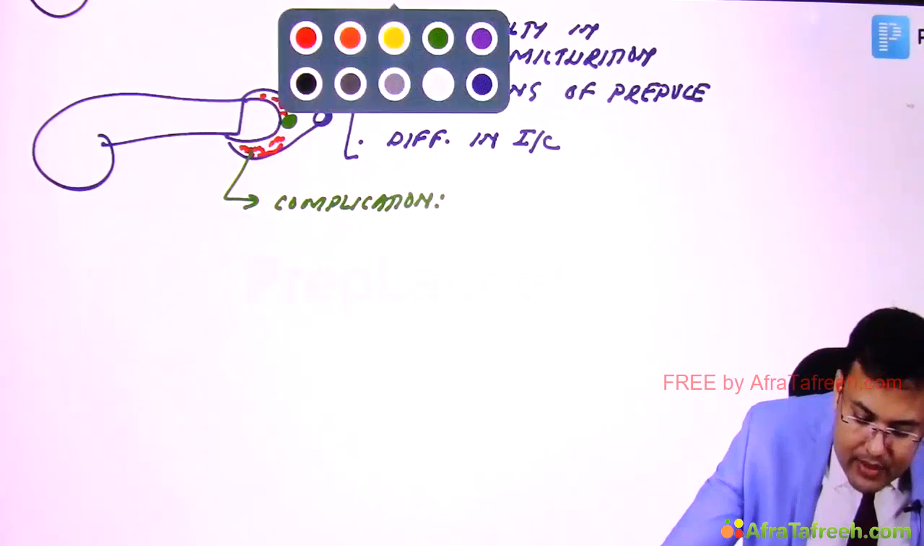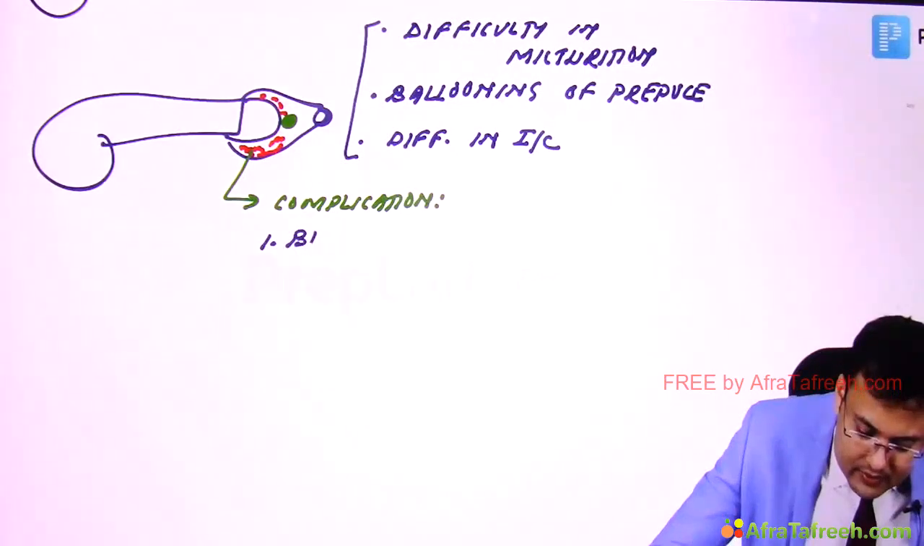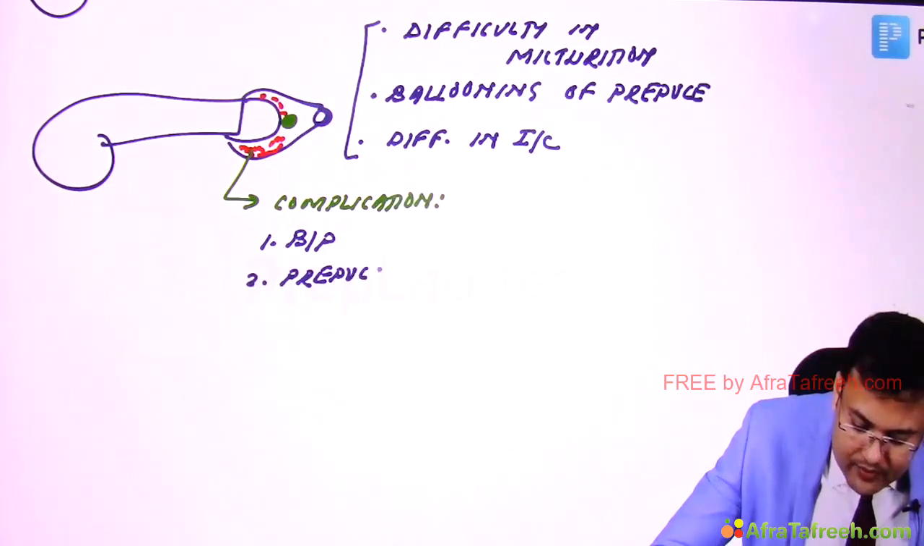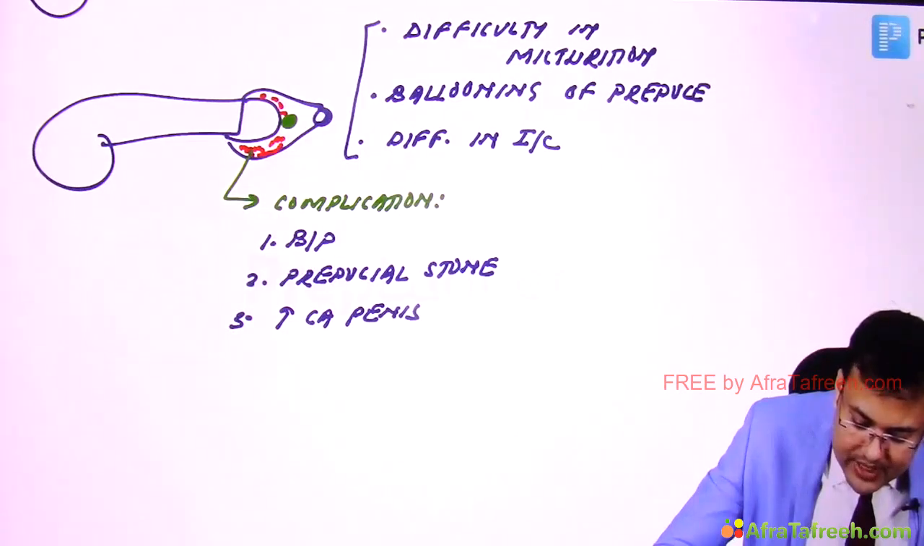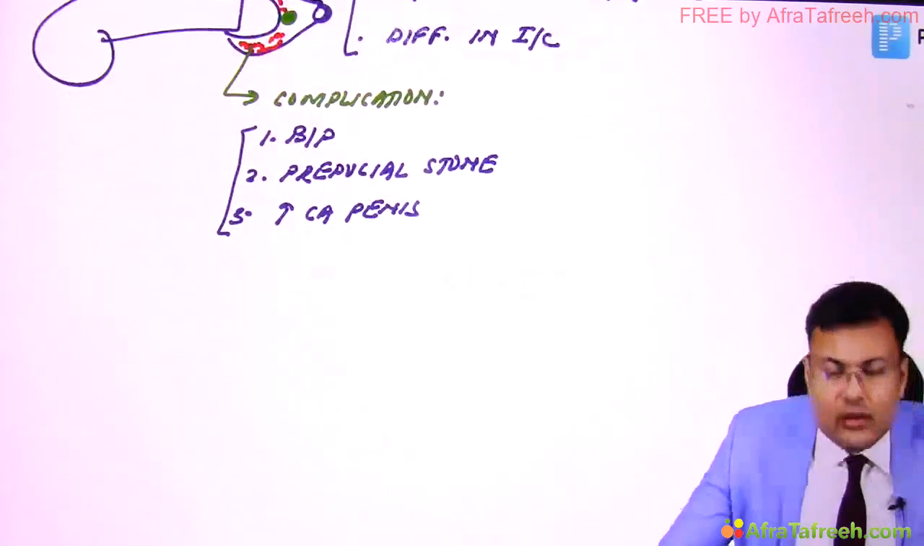So there is balanoposthitis, there is preputial calculi or preputial stone, and third, there is increased risk of carcinoma penis. Now how are we going to manage?